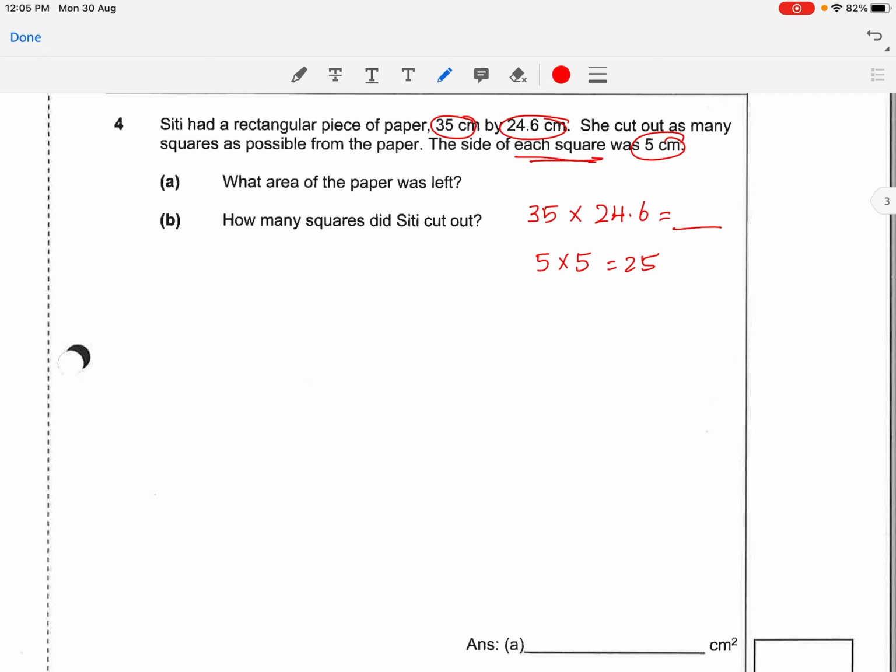So for those who did this first step and you got 861, this will be the wrong method. So there's 0 mark. The moment you do this is already 0 mark.